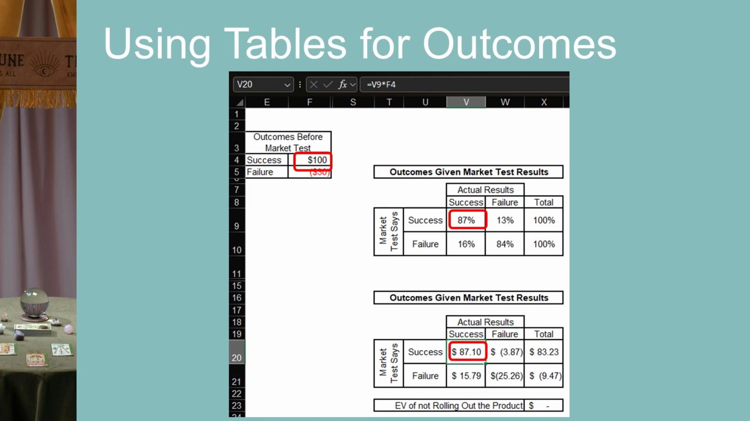Rather than using the decision tree to calculate the expected values of the outcomes, we could also use the tables. The bottom table in the image here does this. The amounts in cells X20 and X21 match the expected values in the decision tree. The formula for cell V20 is shown in the formula bar at the top of the image. You can use a similar formula for other cells in the table.